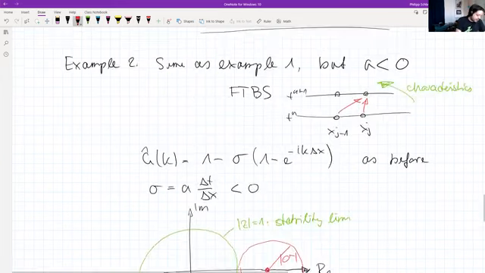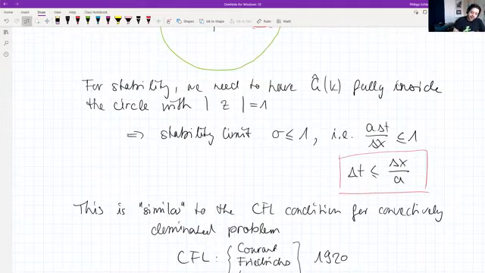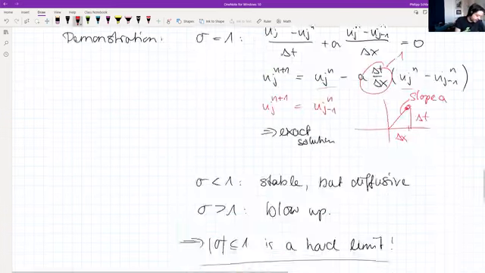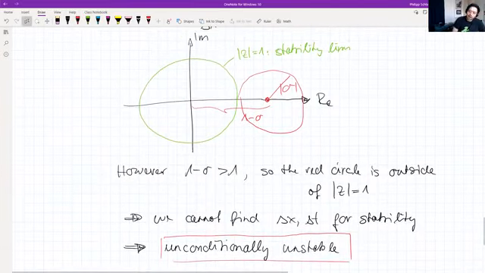And of course, that's different to the case that we looked at here, where we got a limit for the time step. And of course, therefore, this condition here, we can say it's conditionally stable, with the condition that delta T is lower than delta X divided by A. So that's the condition. But whenever that is fulfilled, then it's stable, whereas this case here would be unconditionally unstable.